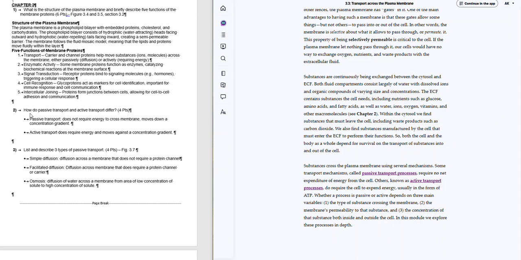With question 2, remember, passive transport does not require energy and moves with its concentration gradient, whereas active transport requires energy and moves against a concentration gradient. So you need to have both of these points for each type of transport to get full credit for that question.